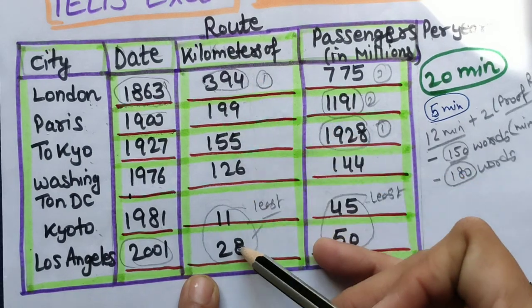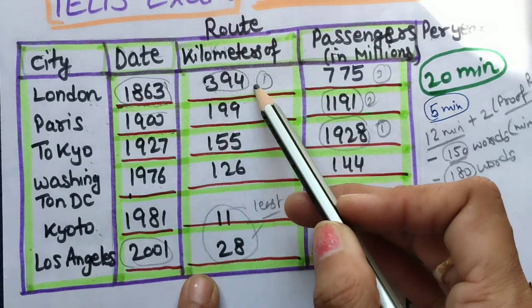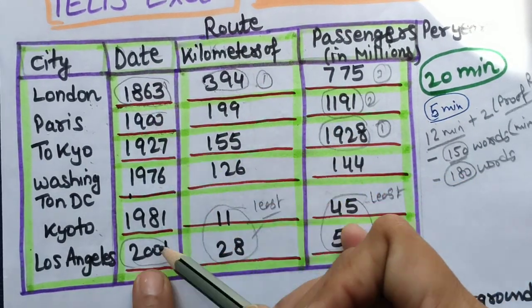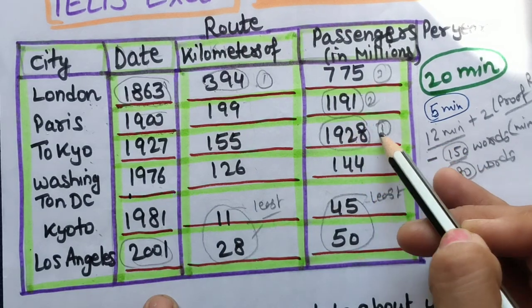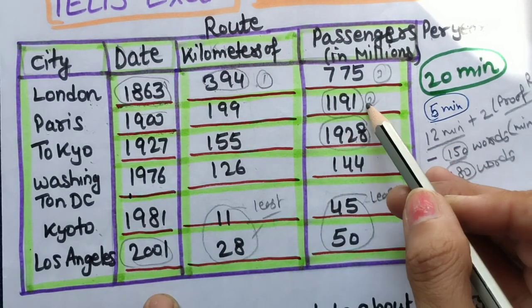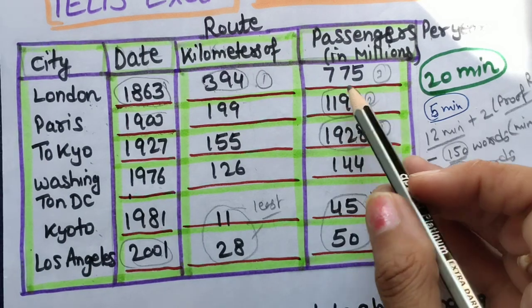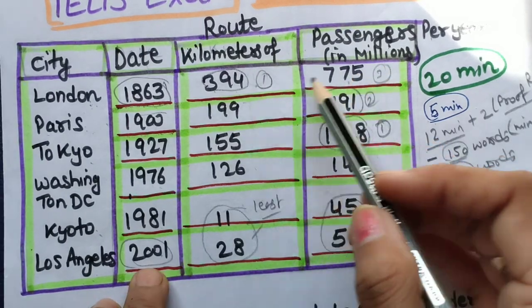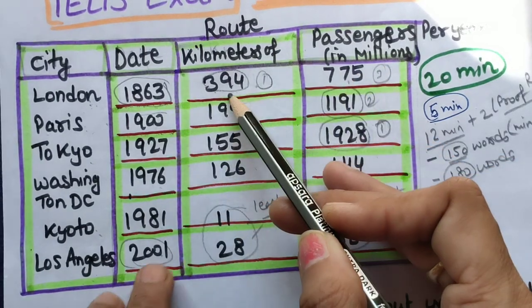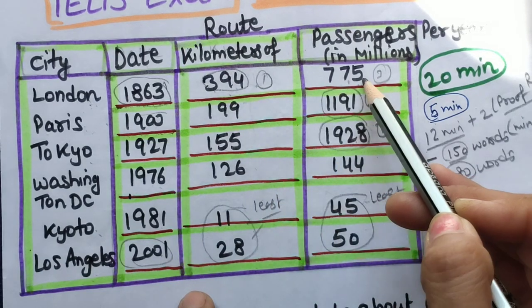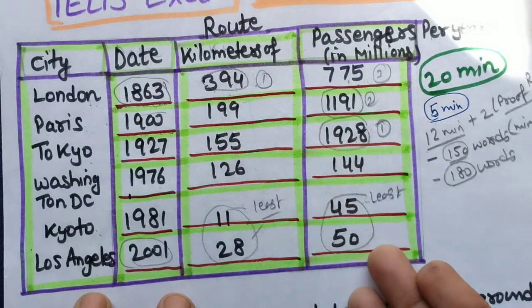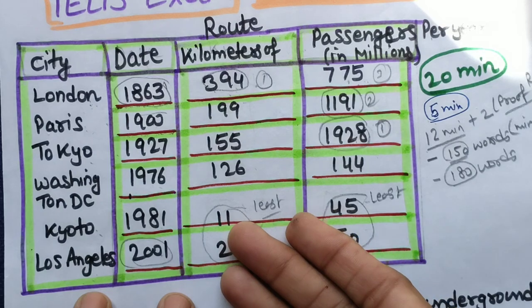Now how will I compare? So in this category, kilometers, London is number 1. Here this is the oldest, this is the newest, and here Tokyo and Paris are carrying more passengers as compared to London. Although London has more kilometers, fewer passengers are traveling through these railways. Okay, now I have planned, I have analyzed the table.